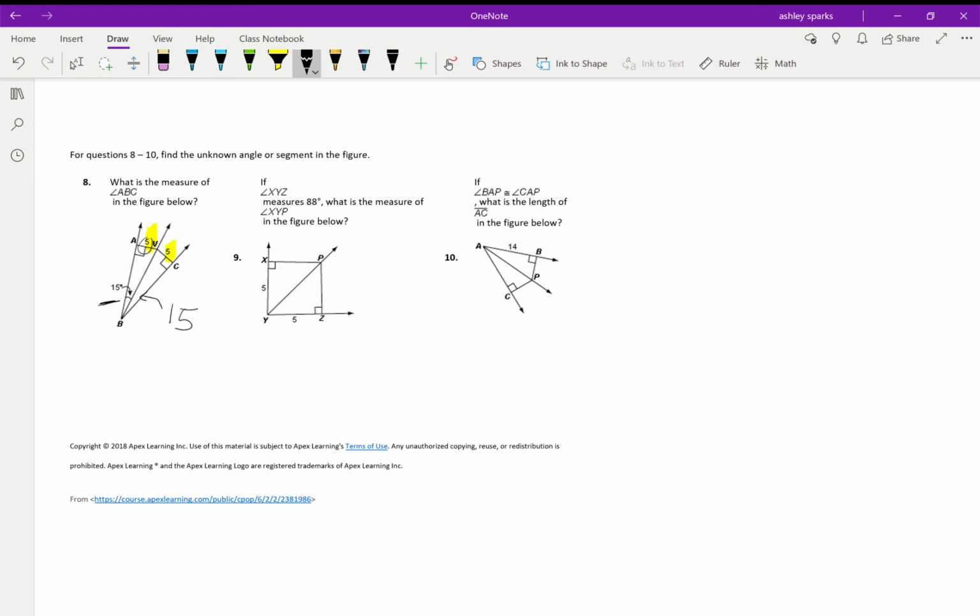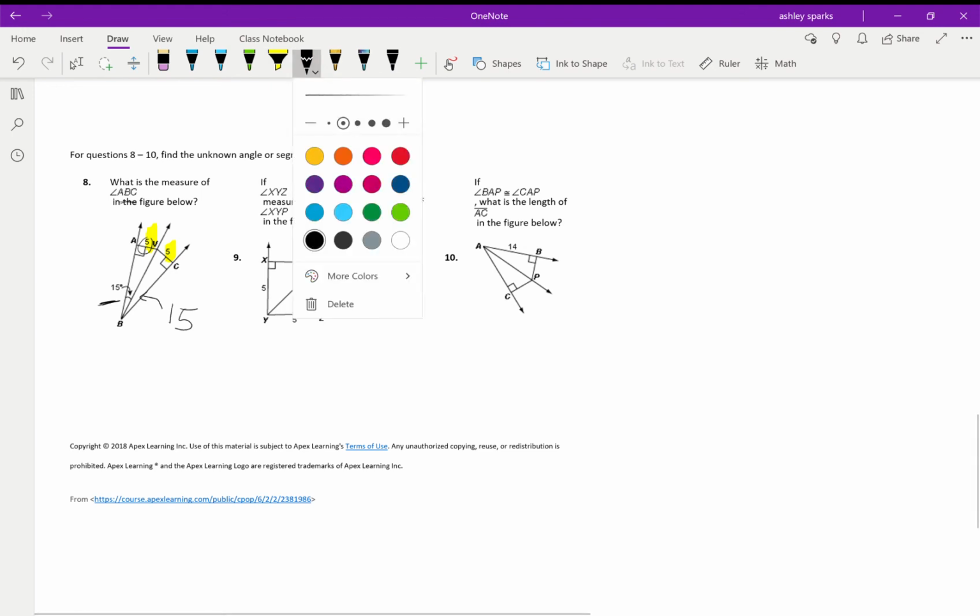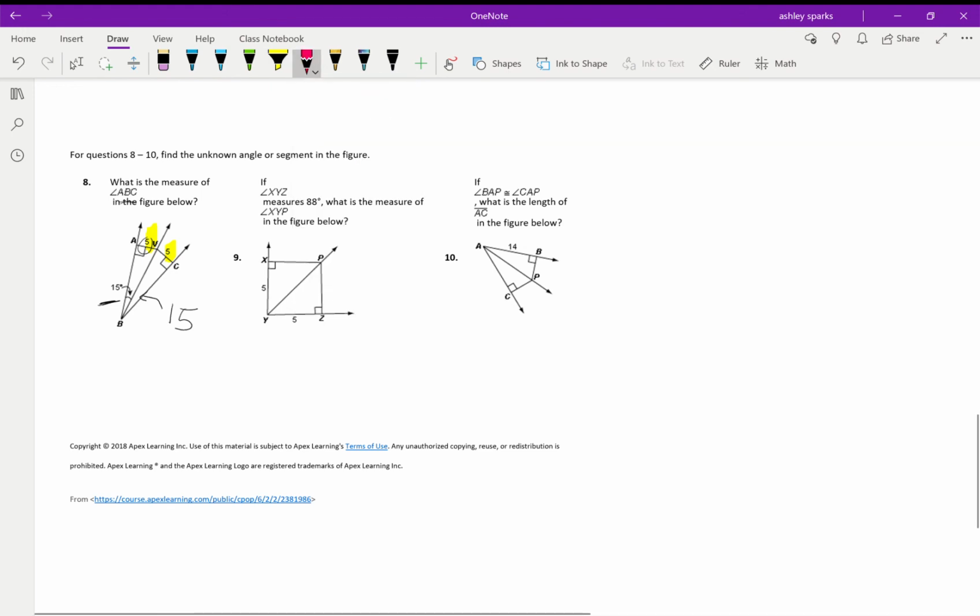And what does the question ask? It says, what is the measure of angle ABC? Well, when you're writing an angle, in case you've forgotten, you go in order. So from A to B to C. It wants this whole thing. Well, I know one side's 15 and the other side's 15. 15 plus 15, my answer is 30. Okay?